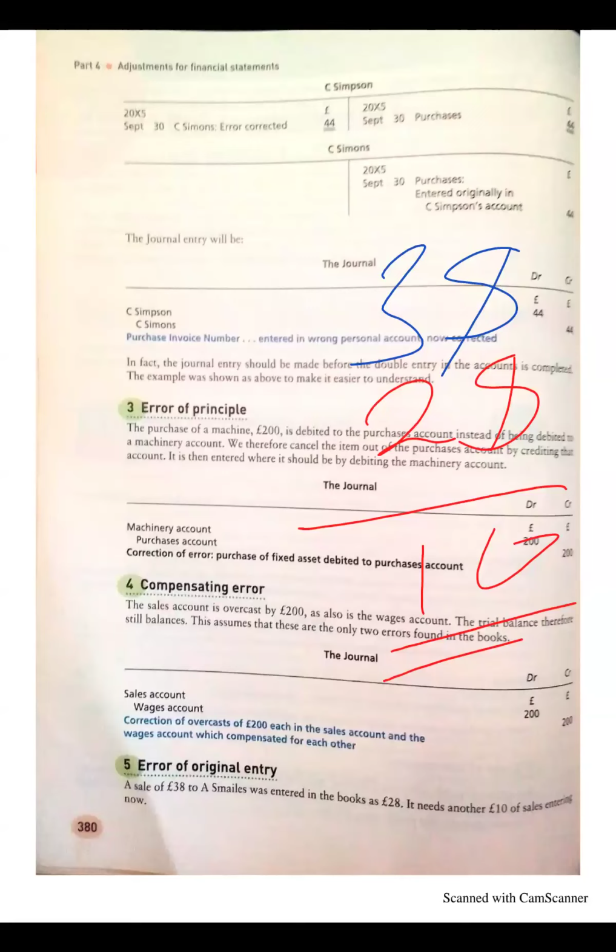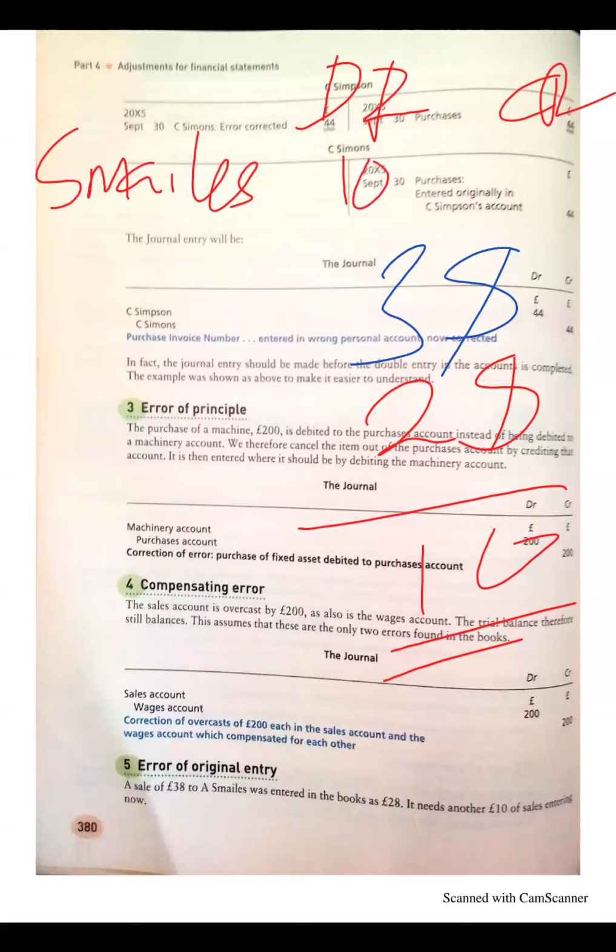So you are selling to who? To Smiles. So you have to debit Smiles account by the difference of 10, and then obviously you will credit the sales account by 10. Why are you crediting the sales account? Because you are selling. I mean, the assets are moving, it's a deduction, and so you write only the difference between the two amounts.